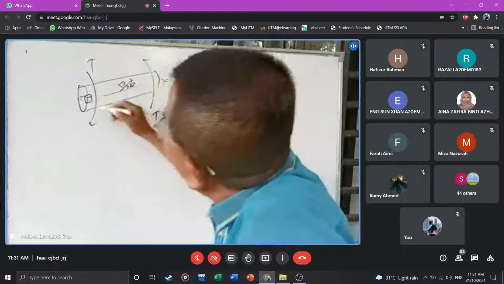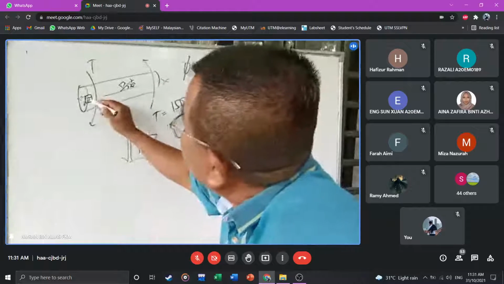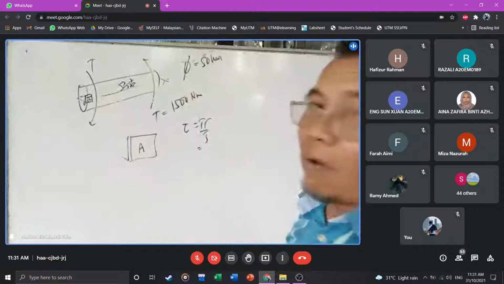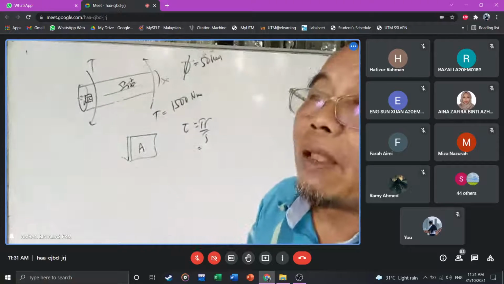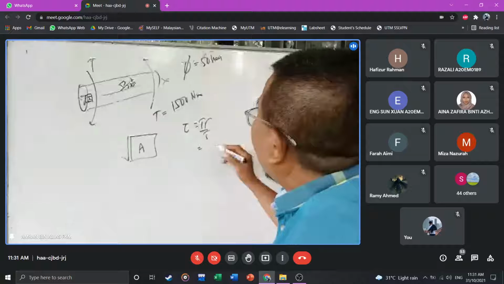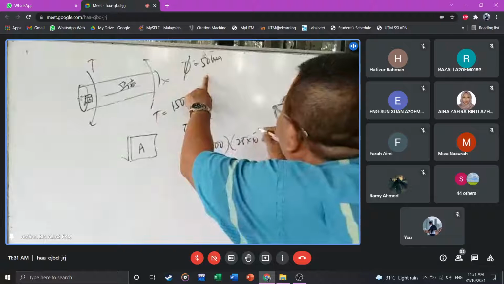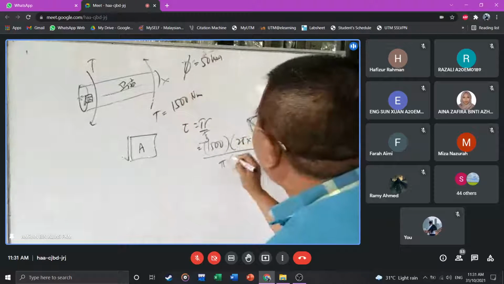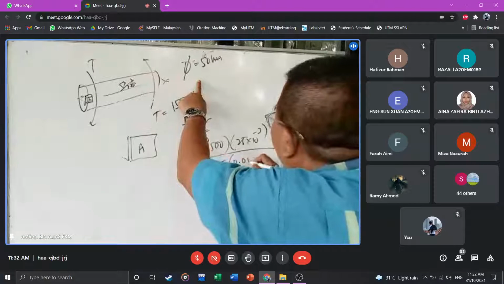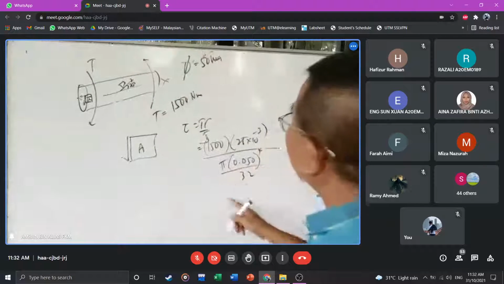When the shear is on top there, the shear must be going that way. So the element must be going that way there. What's the value there? Tau is equal to TR over J. You've learned this, but you don't know how to apply it, only when being asked by your lecturer. Torque 1,500, your radius is half of 50 mm, 25 times 10 to the power of minus 3, and your J is pi d to the power of 4 over 32. So there's your J.